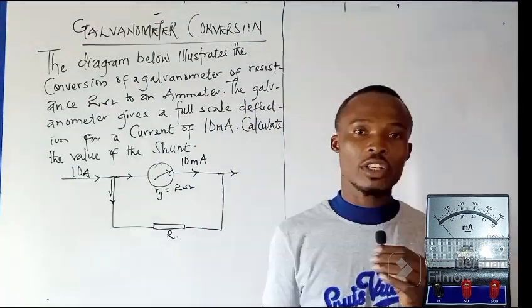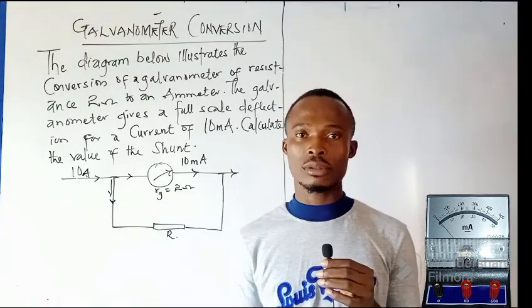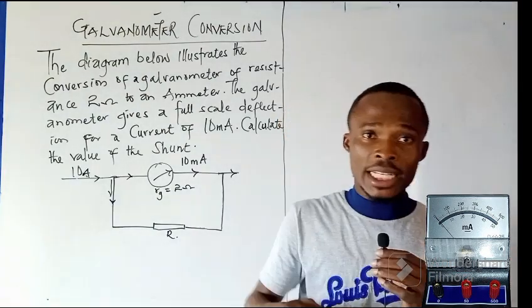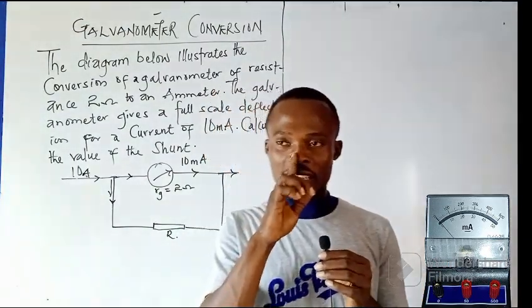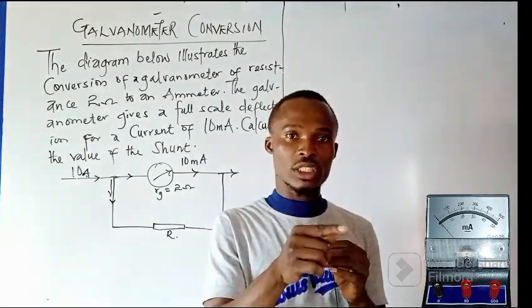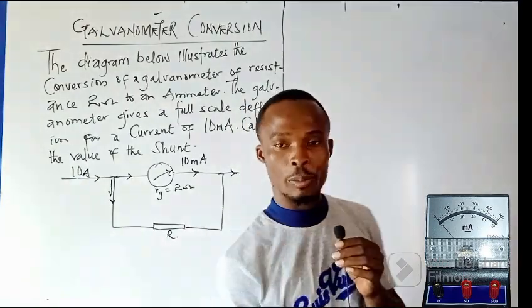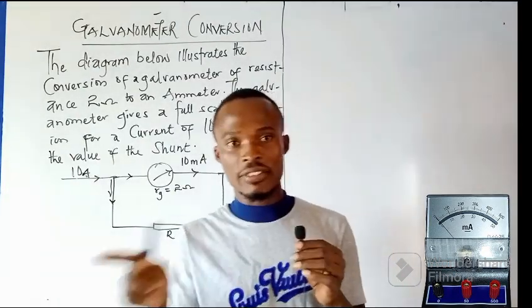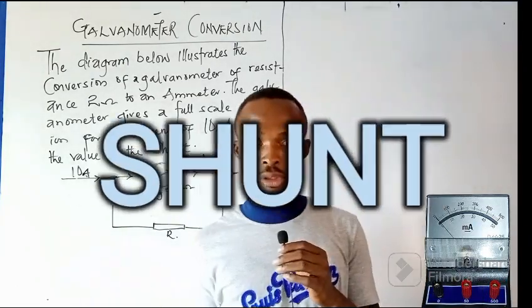Now, for us to convert galvanometer to ammeter, what do we need? We need a shunt of low resistance value to be connected to the galvanometer in parallel. So if the galvanometer is connected to the shunt in parallel, it simply means that the current supplied will be shared between the galvanometer and the shunt.